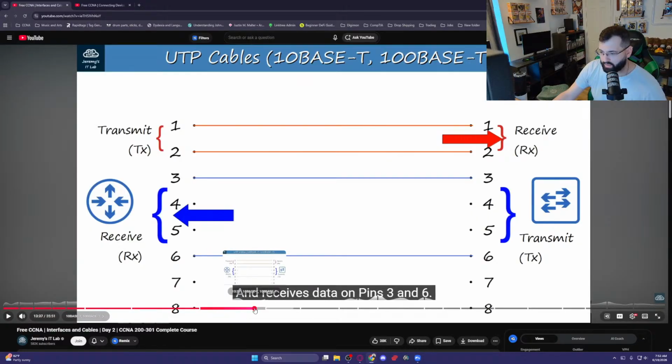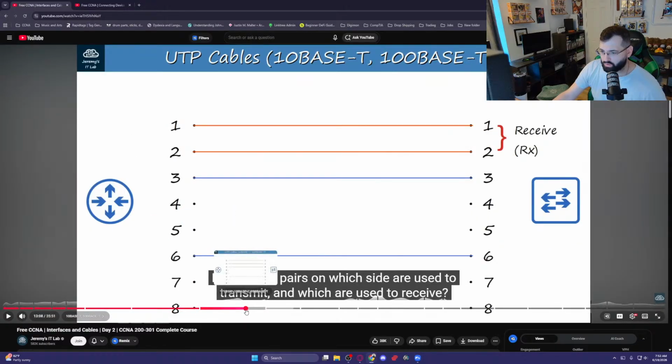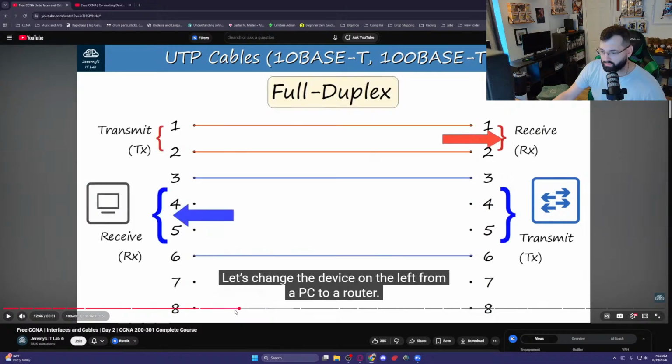But if we look back at the computer one, where was it? The computer's transmitting and it's receiving on both cables. And then it does the opposite on 3 and 6. Don't worry about 4 and 5. That's not important. Not right now.